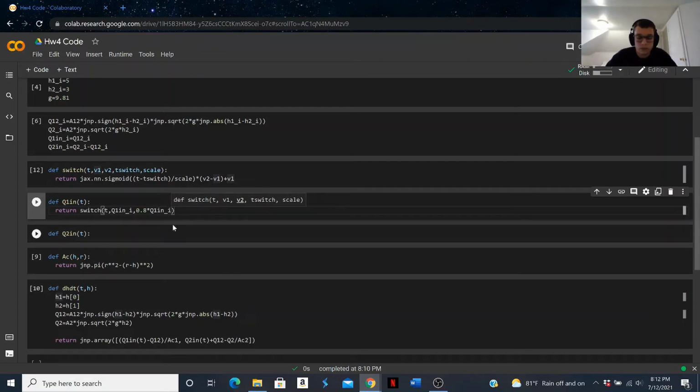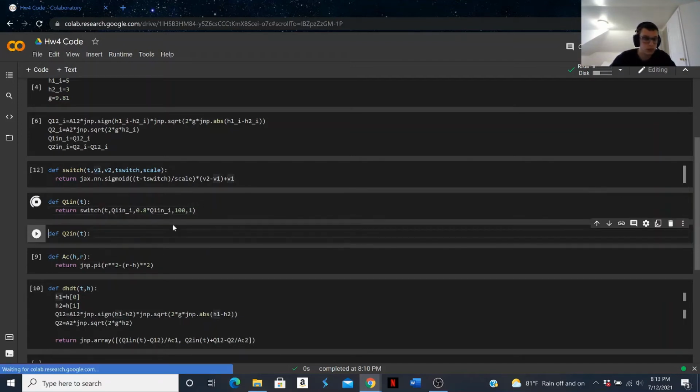And then the time of the switch of that happens. So at 100 seconds, our T switch, our time of switch is at 100 seconds, and that basically the Q1 in initial becomes 80% of what it originally was. And our scale for now is just 1. Okay.